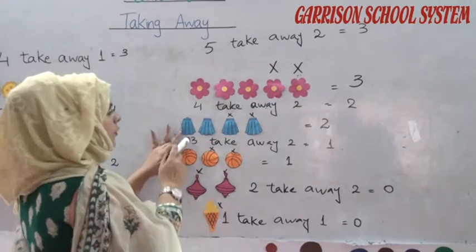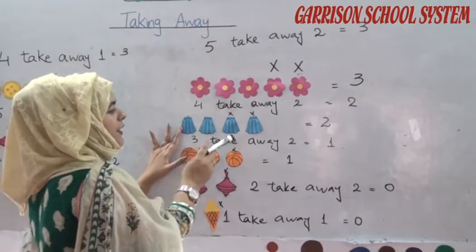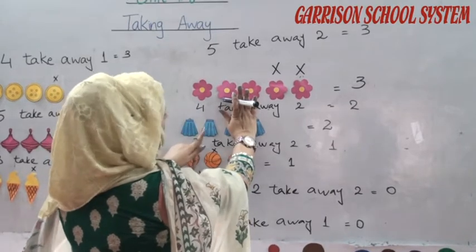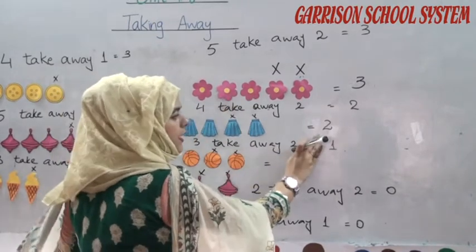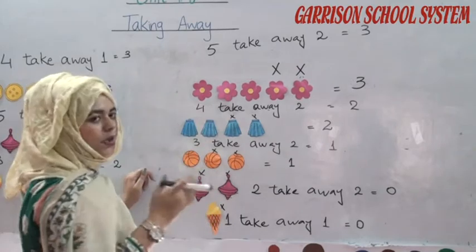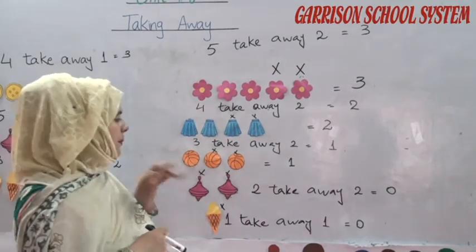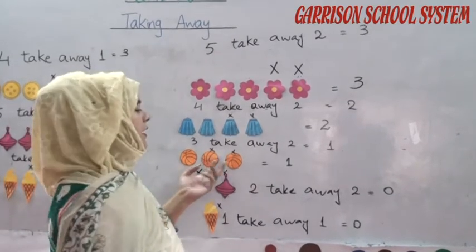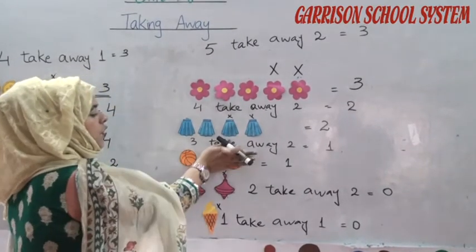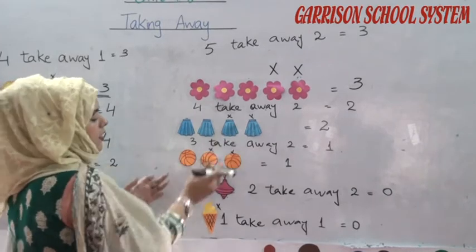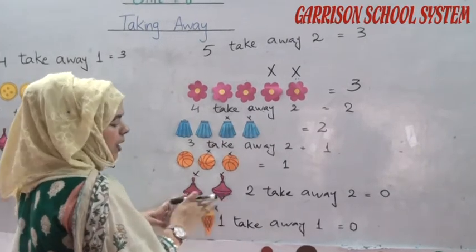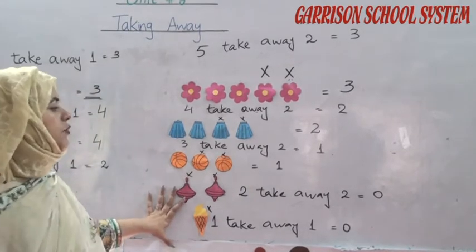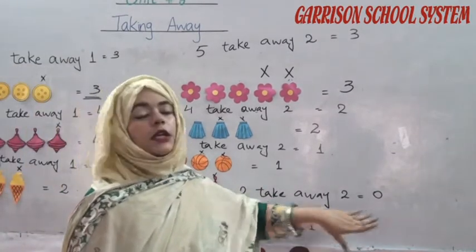So we have 4 skirts over here, and if we take away 2 skirts, then what would happen? We will be left with 2. So there will be a 2. That means this quantity will be lowered. So we have 3 basketballs, and if you give 2 basketballs to your friend, how much will you be left with? You will be left with 1, right? And we have 2 tops, and if you give your 2 tops to your friend, how much will you be left with? You will be left with 0.